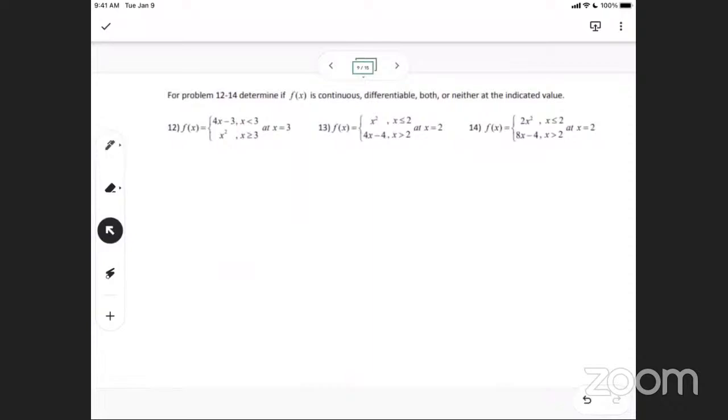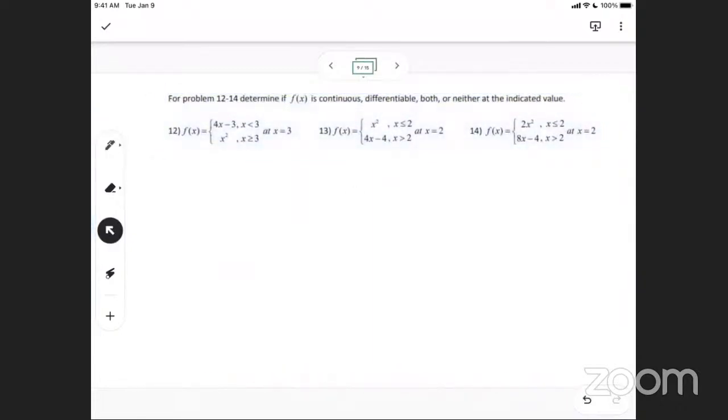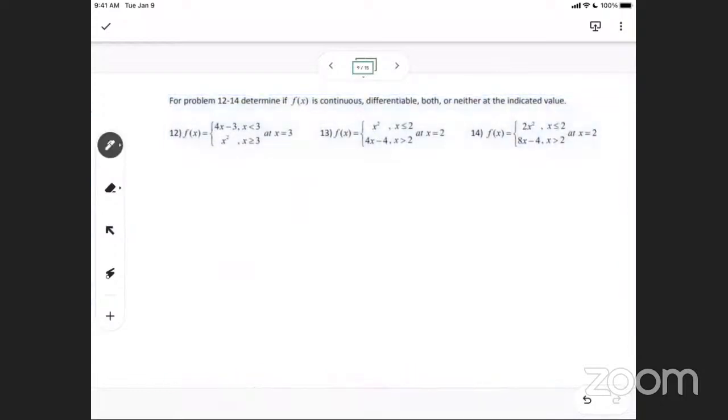So continuous would mean that when you plug in f of 3, for example. All right, let me just write this for number 12. Continuous if f of 3 in the first part equals f of 3 in the second part. In other words, if you plug this into both of these equations and get the same thing, then it's continuous because you don't jump. Continuous means you can draw the graph and you won't have to lift up your pencil.